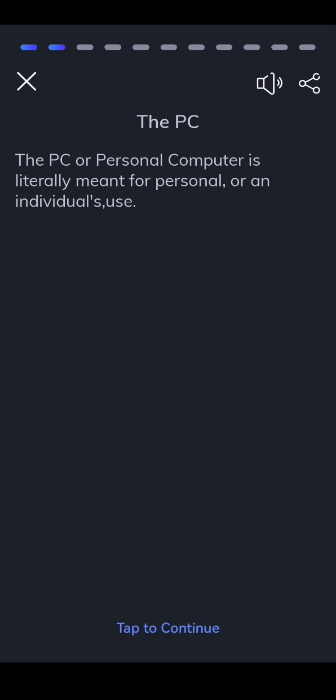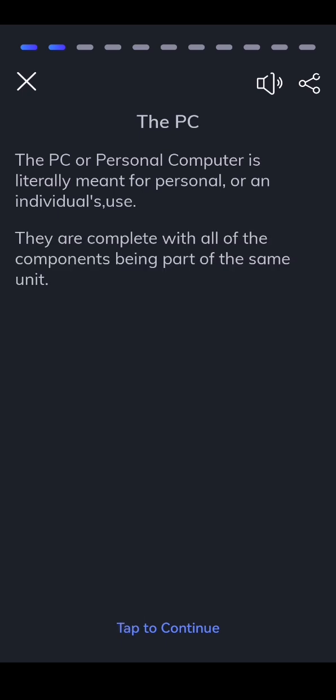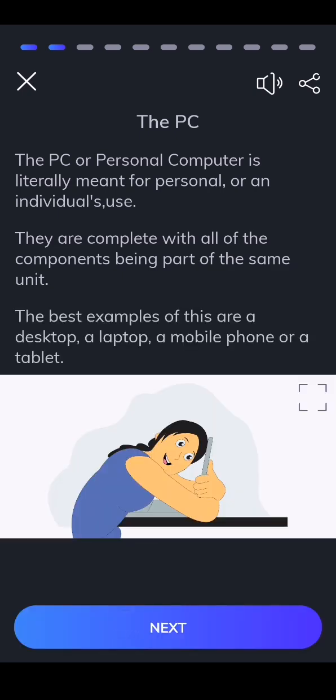The PC or personal computer is literally meant for personal, or an individual's, use. They are complete with all of the components being part of the same unit. The best examples of this are a desktop, a laptop, a mobile phone or a tablet.